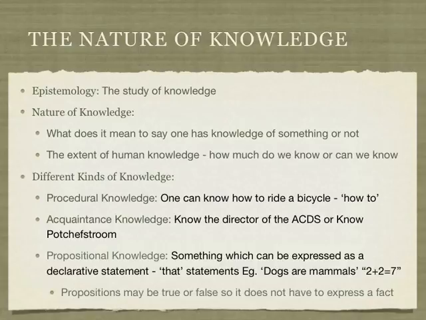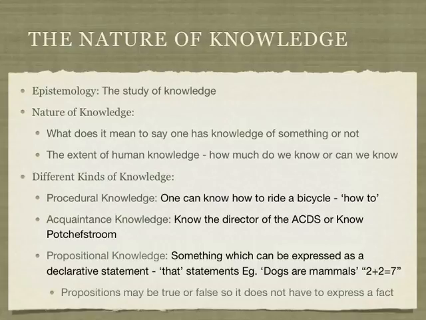Okay. So they theorize that there are different types of knowledge. First of all, there's a procedural type of knowledge. I am walking. I know how to walk. It's a procedure that I've done. I know how to ride a bicycle. It's the how-to of something. So it's a procedure that I have the knowledge about.